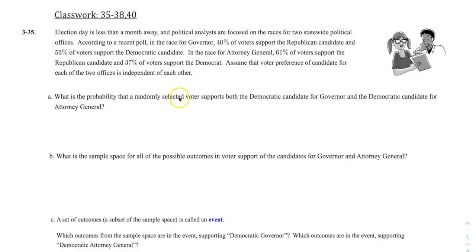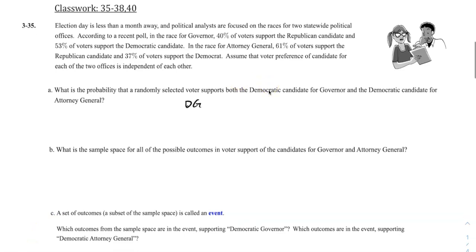What is the probability of a randomly selected voter supports both the Democratic candidate for governor and the Democratic candidate for Attorney General? So we want the Democratic governor and the Democratic Attorney General. The odds of getting the Democrat for governor is 53%, so 0.53. And the odds of getting the Democratic Attorney General is 37%, so 0.37. And all we're going to do is multiply them. They're independent events. The way you solve independent events is you just multiply them across. So if you multiply that, you get about 0.196 or 19.6%.